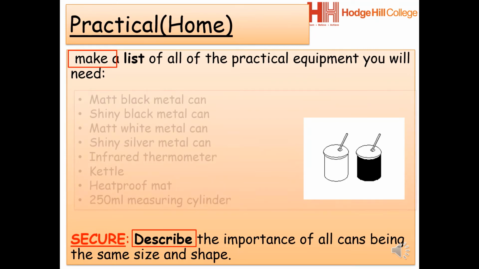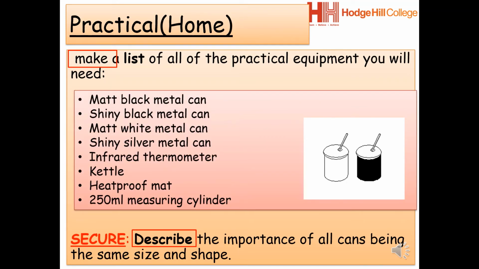Now we're going to make a list of all the practical equipment that we'll need. So we'll need the matte black metal can, the shiny black metal can, the matte white metal can, the shiny silver metal can, an infrared thermometer, a kettle, a heat-proof mat, and a 250 ml measuring cylinder. And you can answer this question. Describe the importance of all cans being the same size and shape. And of course, it's always to make sure the test is fair. So we must keep the size of the container and the shape constant. So we're creating a control.